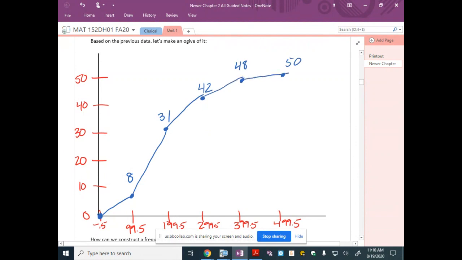Which line was the least steepest? This last part. That's because it had the shortest frequency. And this is basically how we're going to make an ogive. And again, I am not going to be picky about how it looks. I mean, it's got to look somewhat reasonable, like you made an effort.